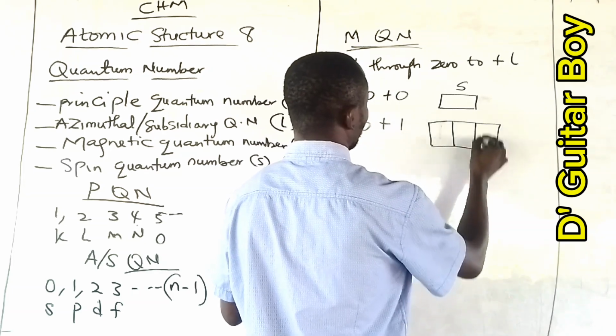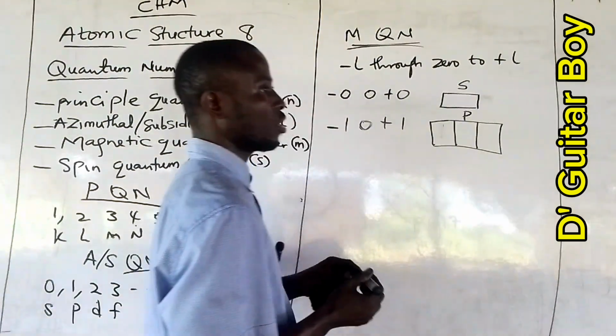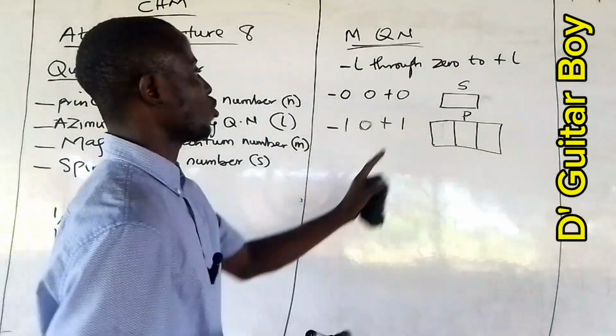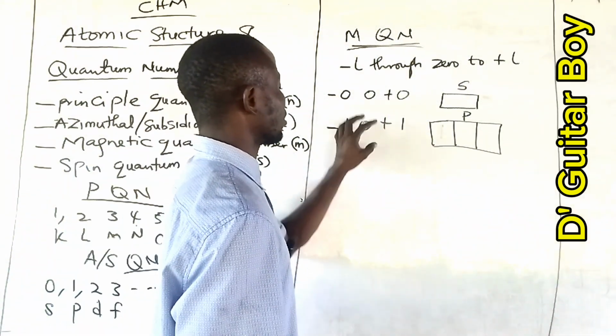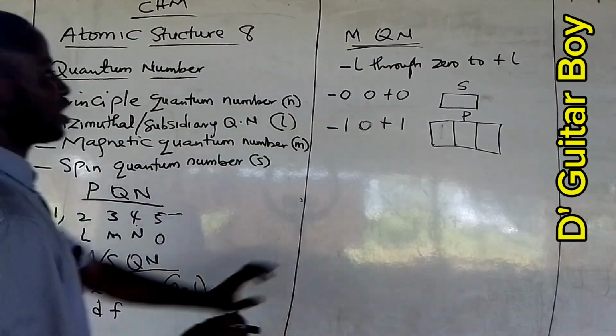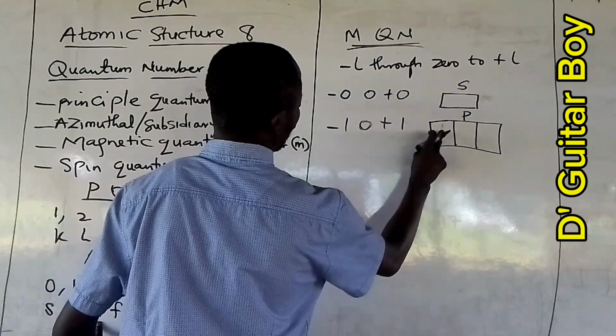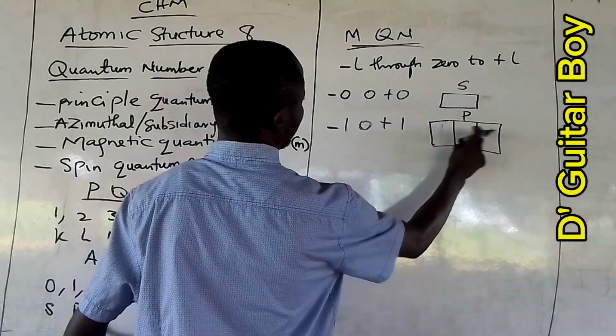So this is the p orbital. We have 1, 2, 3 in the p orbital. We have 3 degenerate orbitals. So everything that was 1 here degenerates into 3. It was just the p orbital, and it degenerates into 3 orbitals. Why? 1, 2, 3. That is how it is 3.